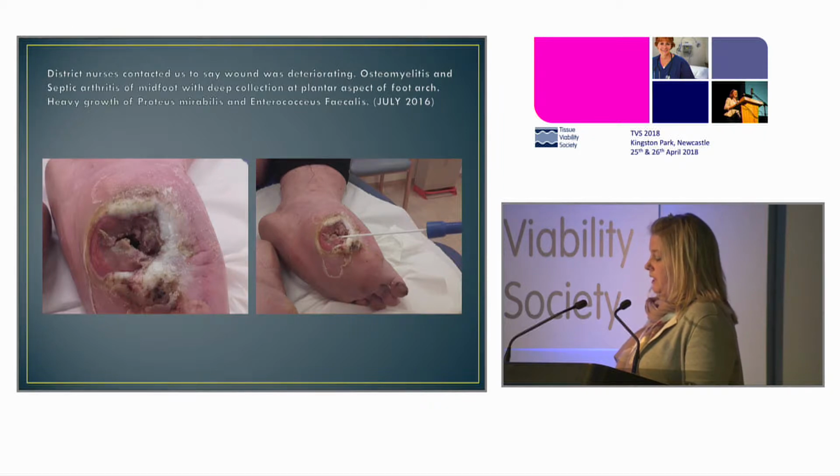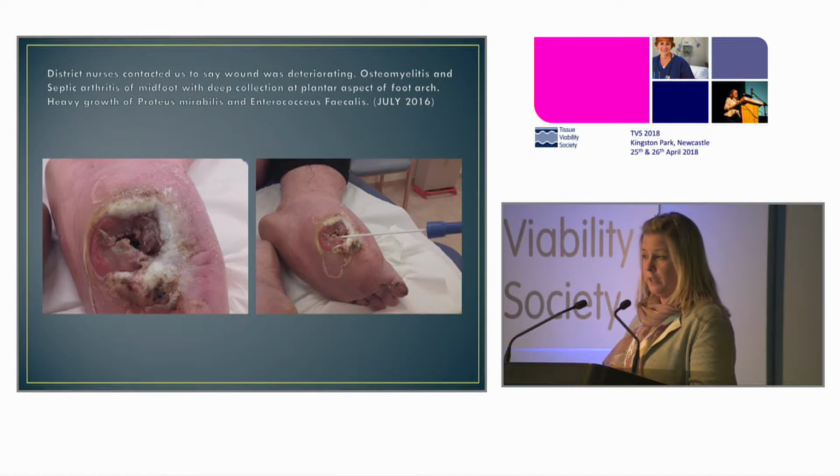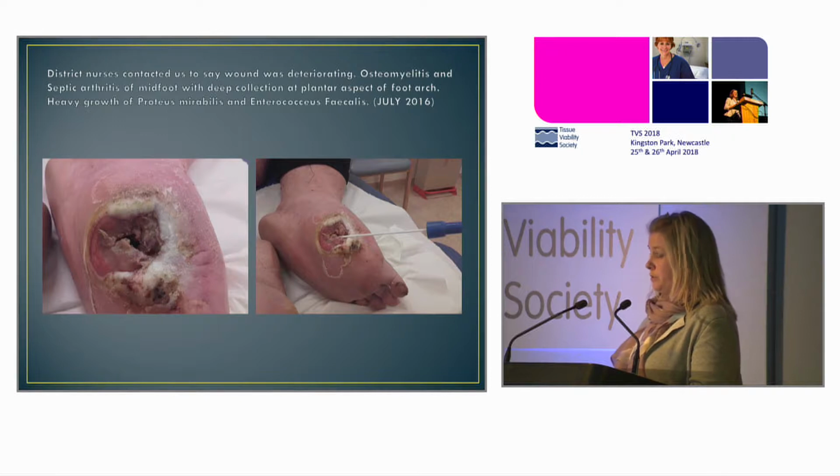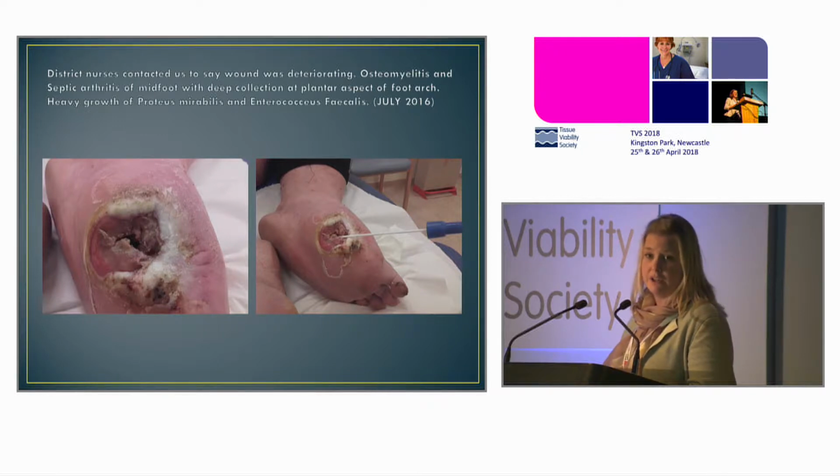So she went back to theatre and she had the wound debrided and she was put on IV antibiotics, a 4-week course. And at this point, our microbiologist had seen a presentation on the calcium sulfate beads, and because of the situation this lady was in, we thought we'd give it a try.